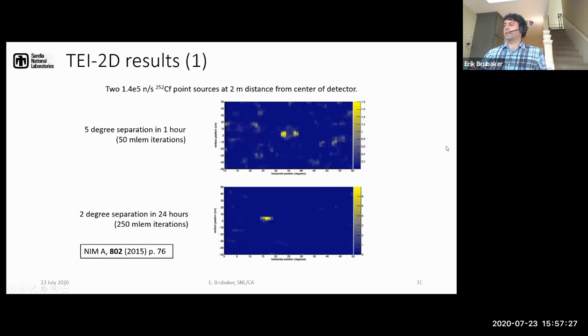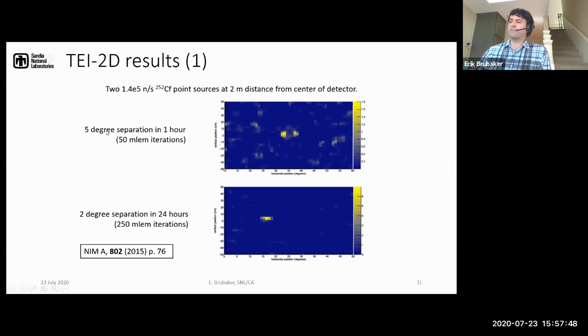That's one thing. But what happens if we look at multiple sources or extended sources? So in this case, we've got 2 californium sources that are matched sources at about 2 meters from the detector, and we're moving them closer together to see how close they get before we cannot distinguish them anymore. And that's one measure of detector resolution.